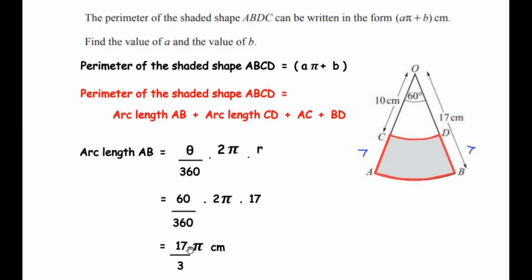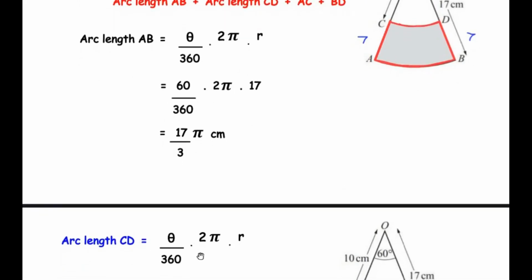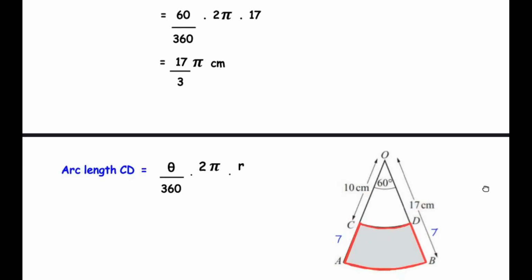Now we are going to keep the answer in terms of pi because we can see that here perimeter is given in terms of pi. Now once we have got the arc length AB, let us move on to the arc length CD. Now we are going to make use of the same formula for arc length. So we are going to write here arc length CD, the same formula theta over 360 times 2 pi times radius. Now we have redrawn the same figure over here for easy reference.